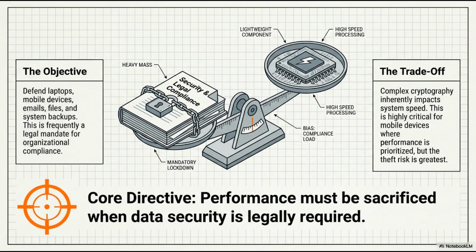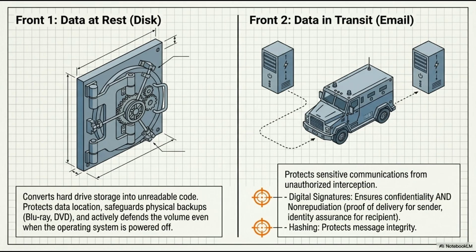Okay, let's turn to slide 3, which is broken into two halves. Front 1, data at rest, which says disk, and front 2, data in transit, which says email. We're splitting the battlefield here. Exactly. So on the front one half, the data at rest side, the visual is a heavy bank vault door. Which is very fitting. So unpack data at rest for us.